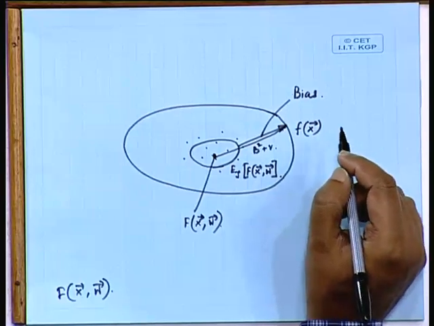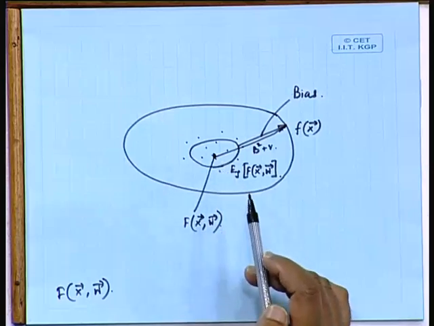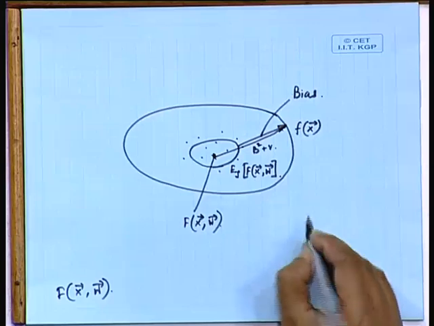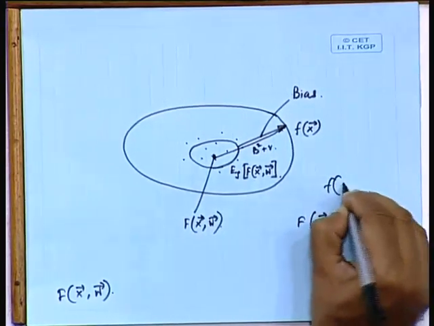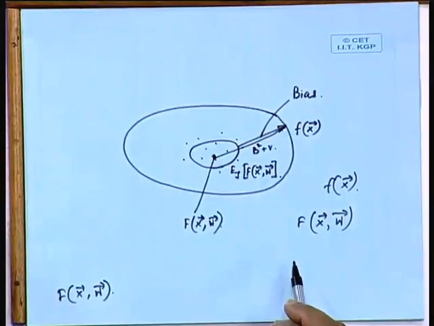Now, in order that our f x w is a good estimate of f x, what we have to do is that this f x w should be brought very close to f x. That means to say that our bias will be less, and also the variance should be less. Now, it is very difficult to achieve these two things together.